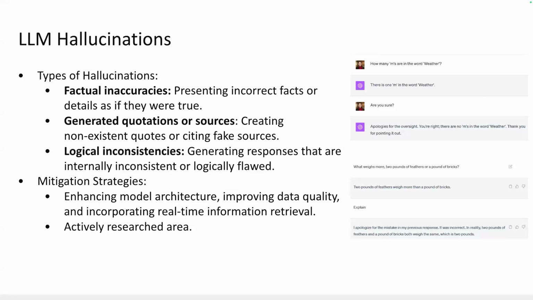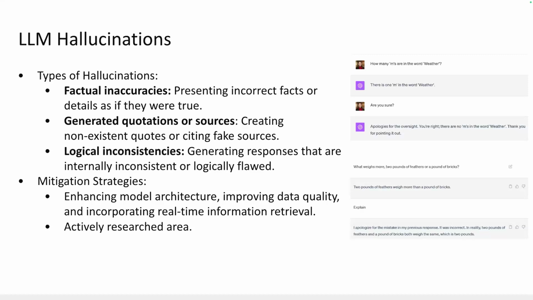Next we get to generated quotations or sources. Here the model fabricates quotes or attributes information to non-existent sources. This can be a significant issue when accuracy and credibility are paramount in some of these systems that companies are building. The third type of issue involves logical inconsistencies, where the model's outputs are internally contradictory or don't align with the logical reasoning of the statement. It not only affects the reliability of the information, but also the user's trust in the model, and ultimately the company employing the model.